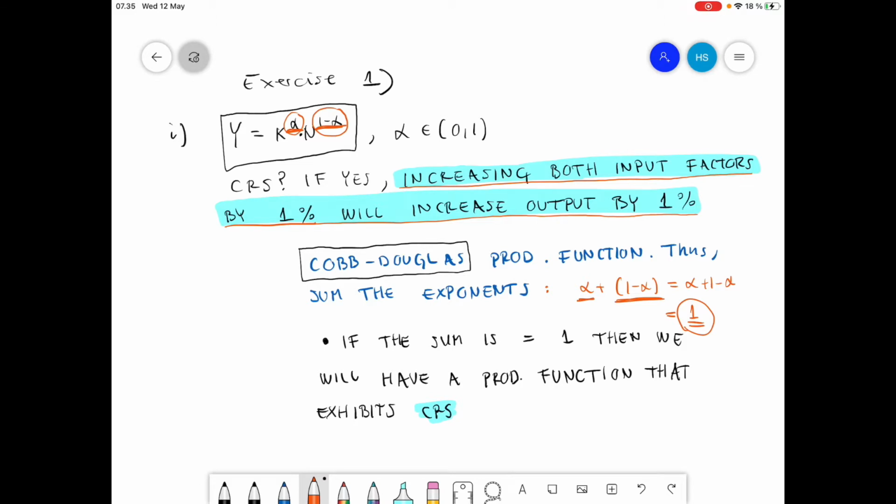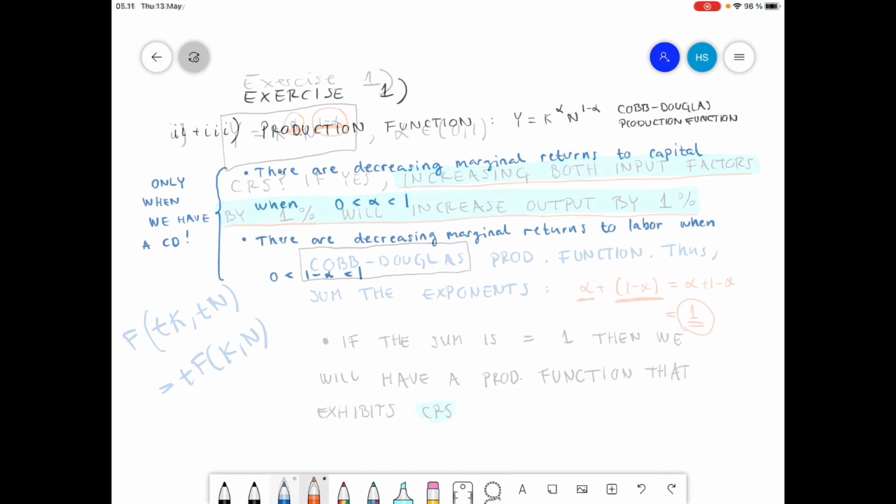That means that if we increase both input factors by the very same factor, let's say a factor t, then increasing both capital and labor by a factor t will also increase output by a factor t. So bottom line, the production function exhibits constant returns to scale.